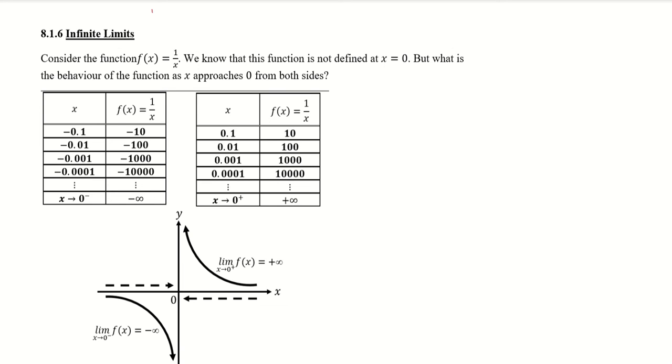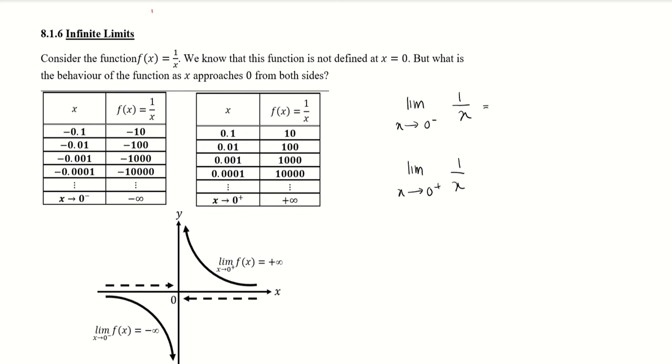Okay, so now is infinite limits. If we have a function, for example, if we find the limit as x approaches 0 from the left and right, let's say for 1 over x, we need to find these two things: the limit as x approaches 0 from the right for the function 1 over x.